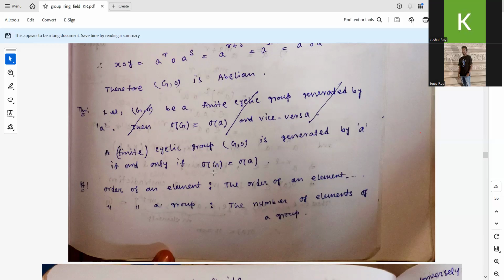So the order of an element is nothing but the least positive integer such that a to the power of that positive integer constitutes the identity element. So this is the definition of the order of an element, and the order of a group is very easy. It is the number of elements present in the group.